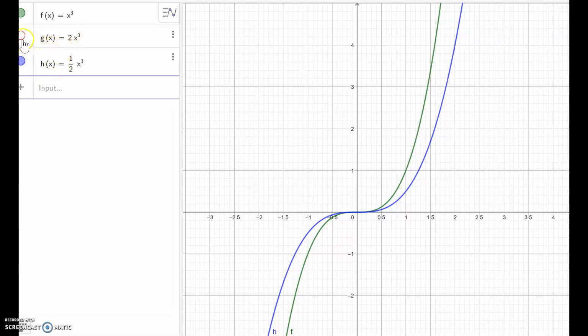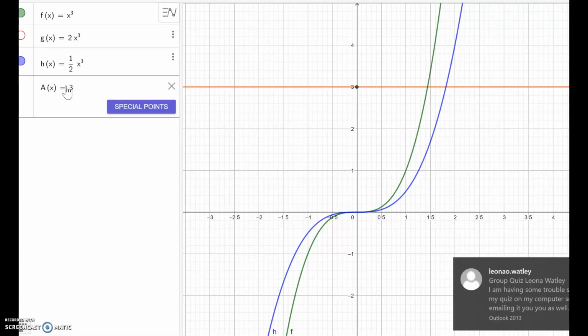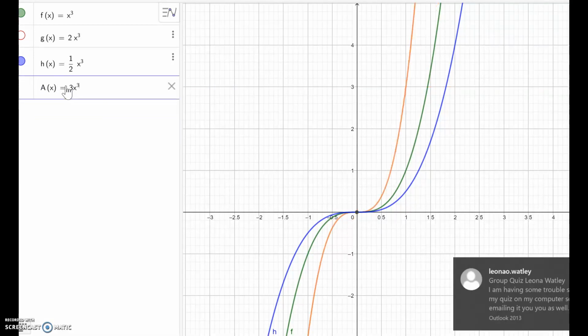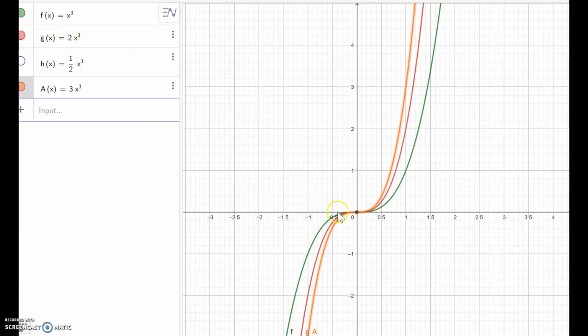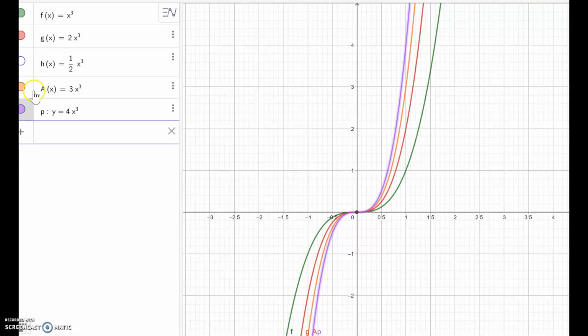So let me make another one, maybe a(x) equal to 3x cubed. Then what happened? It's even steeper here. So let me compare 2x cubed and 3x cubed. So this is x cubed, this is 2x cubed, this is 3x cubed. Let me make another one. Then the purple one is more inside here.